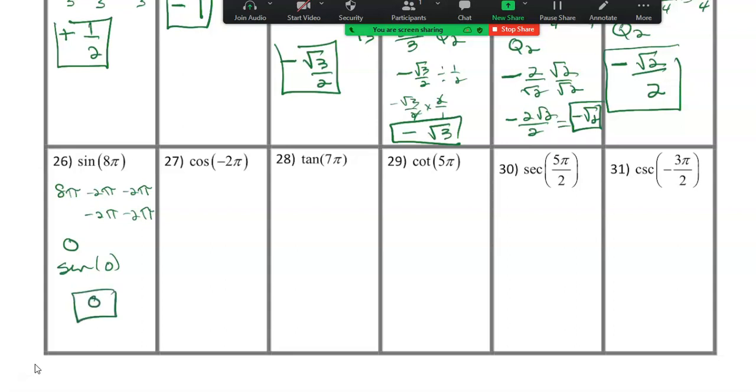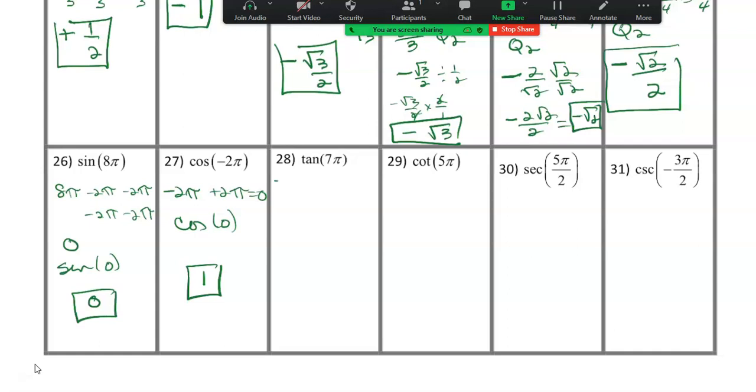Okay, cosine of negative 2 pi. So negative 2 pi is too small. Add 2 pi, you get 0. So I want the cosine of 0, a quadrantal angle again, and that's going to be 1.